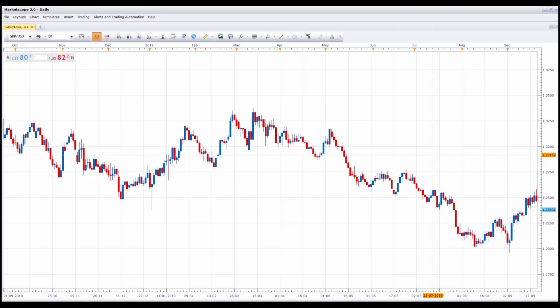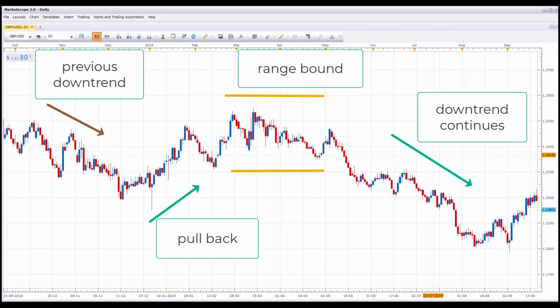Here is an example of a typical Forex market. A downtrend is followed by a pullback, and there is market consolidation before the downtrend continues. The trends are based on the principle of higher highs and higher lows in case of an uptrend, and lower highs and lower lows in case of a downtrend.